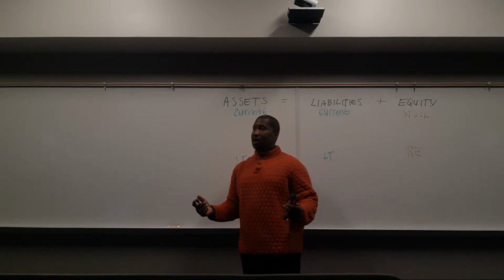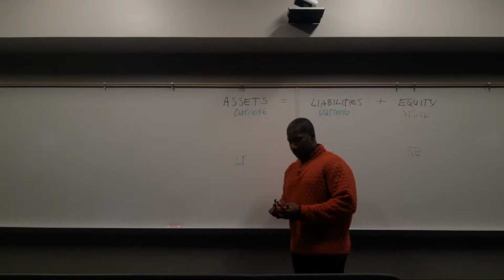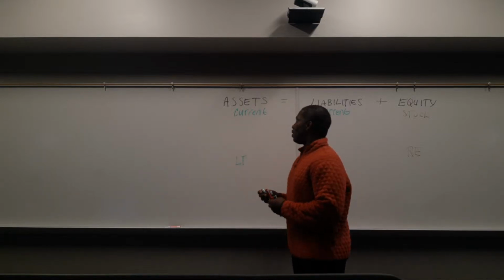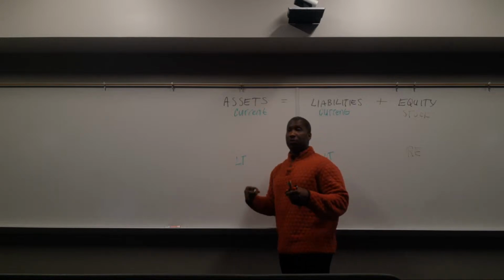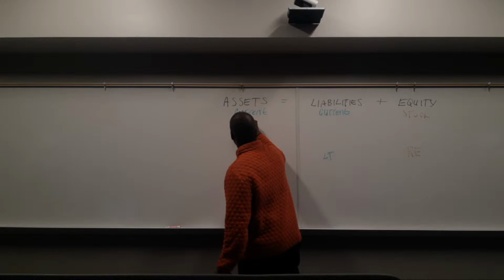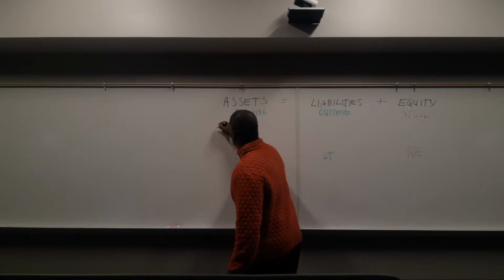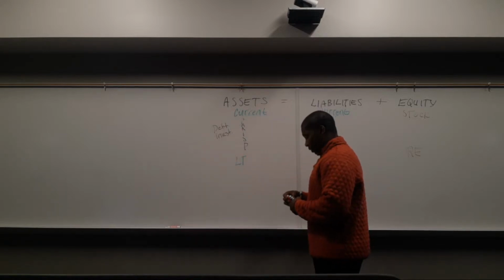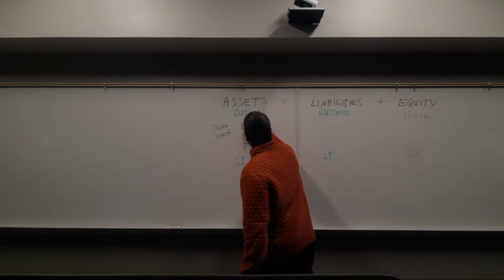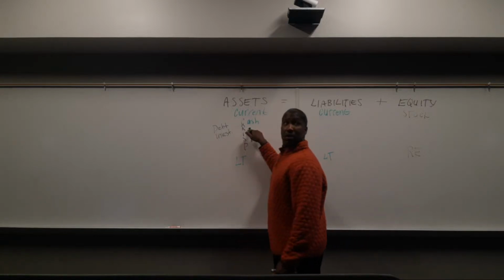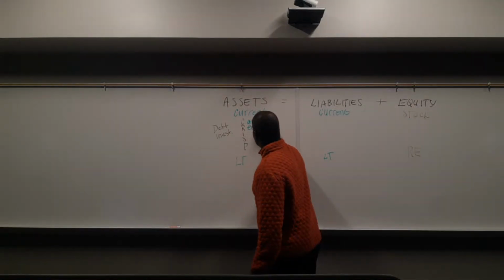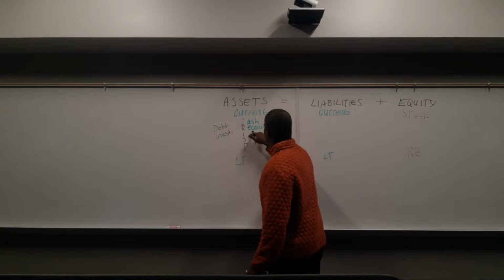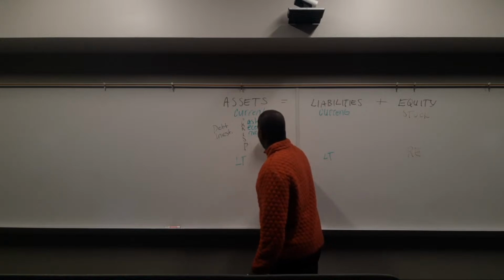Everybody good so far? So we always list our assets in order of what? Liquidity. How do we remember that? CRISP with a D. That's correct. The D stands for debt investments. Let's go down the list. The C stands for cash. R is receivables. I is inventory. S is supplies.